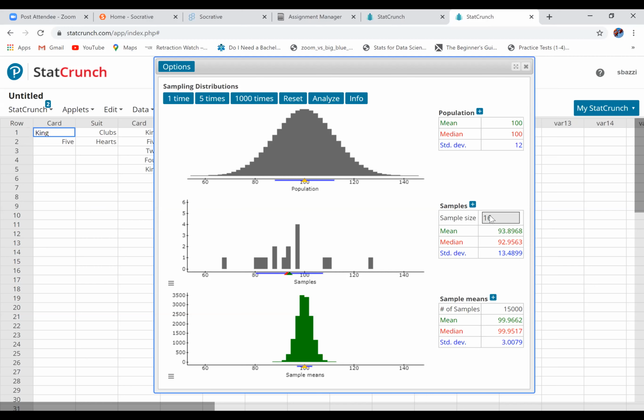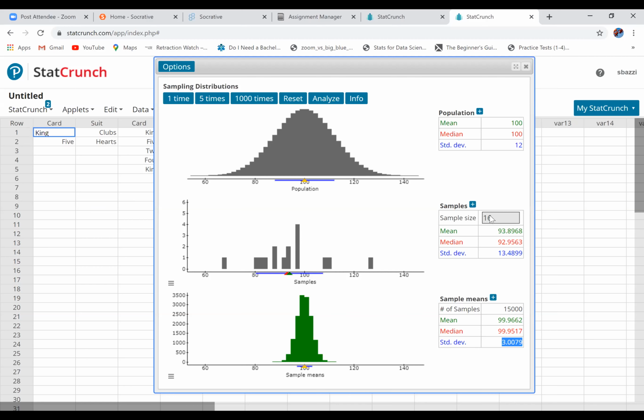I'd like you to do this for me. Take the square root of 16. The square root of 16 is 4. Divide 12 by 4. What do you get? 3. There you go. This is the standard deviation. And look at the population of the sample means. It's a much narrower population. So it's better to work with the sample means rather than with the original population, because it has a smaller standard deviation.